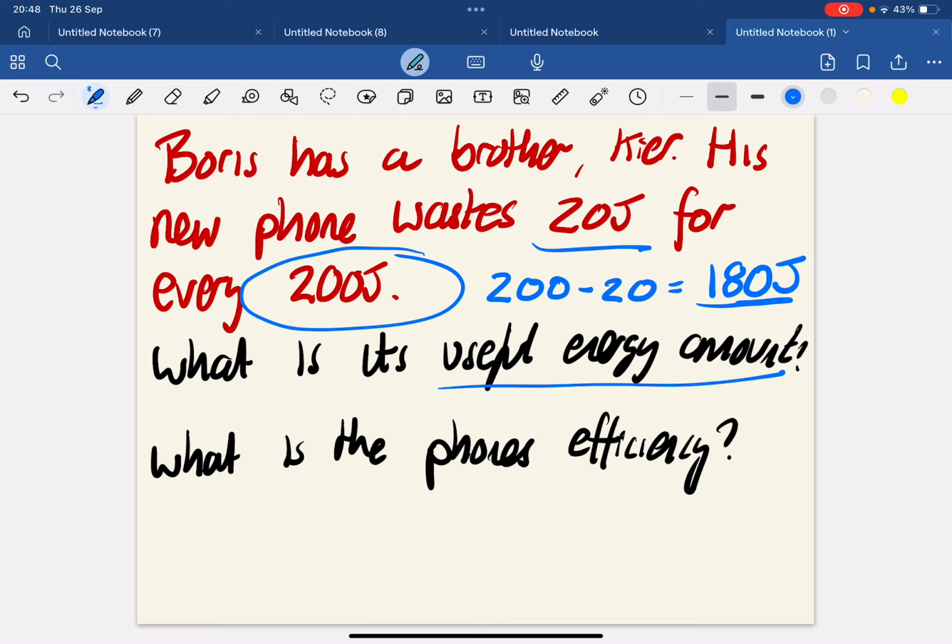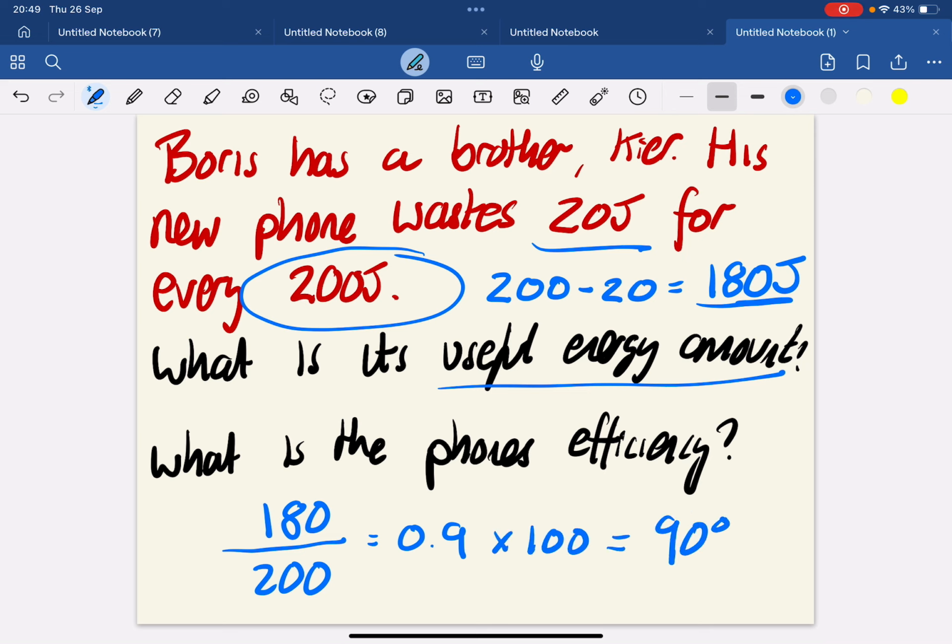And what is the phone's efficiency? Is it more efficient than Boris's? Well, we will find out. So our useful energy is, this time, 180. We divide that by our total amount of energy, which is 200. That gives us a decimal of 0.9, which when we times by 100, that is 90%.